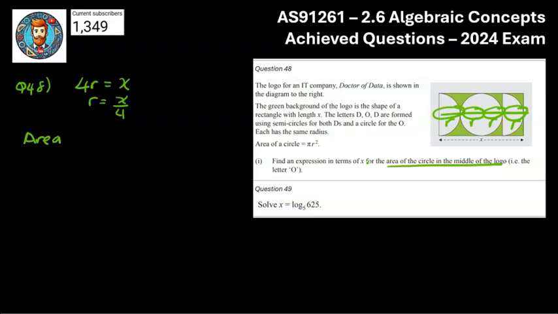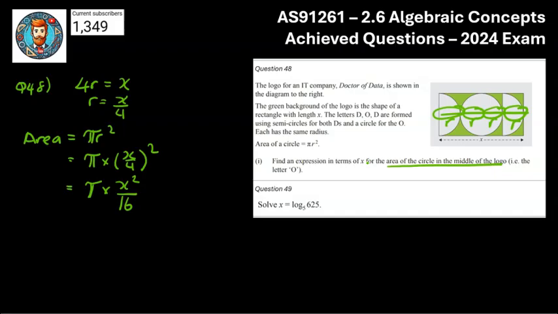So the area, as we said before, given to the question, is pi r squared. I'm going to take away the r, so it's going to become pi times x over 4 squared. And then from here, we're just going to need to simplify this expression, and that involves expanding out that fraction bracket power thing there. So we've got pi times x squared over 16.